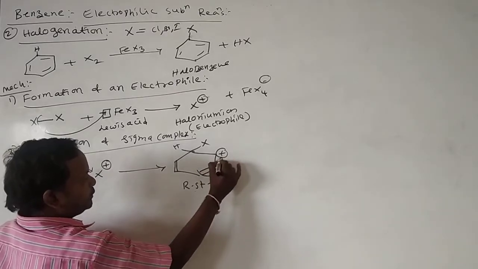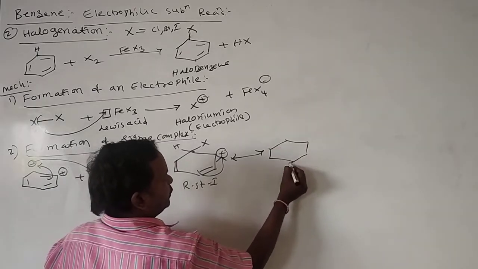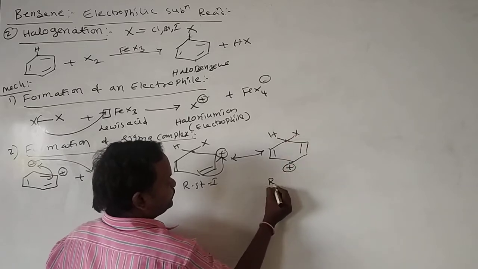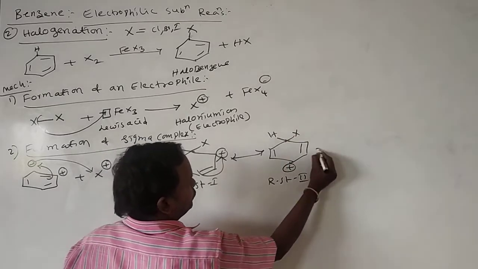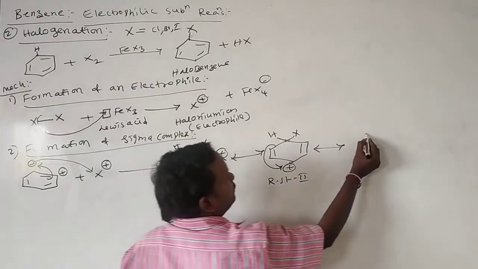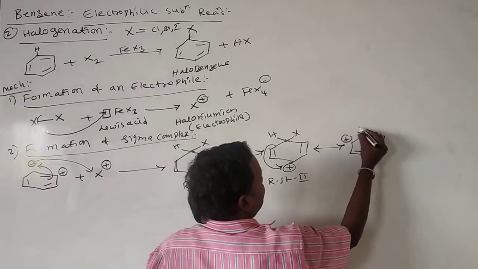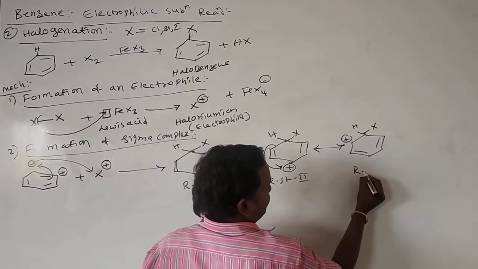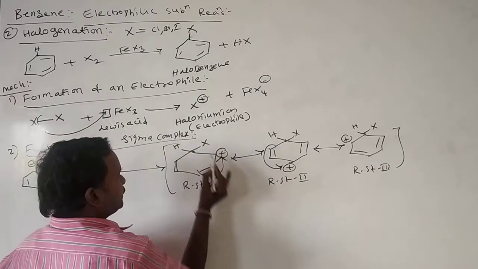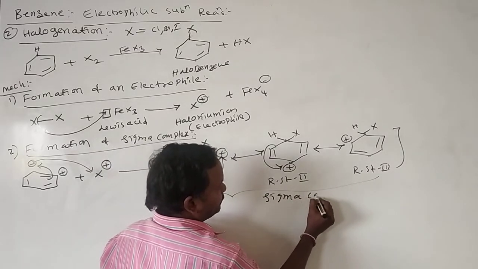Again this electron is transferred here and forms one more resonance structure. Here positive charge, here H, here X. This is resonance structure 2. Again the electrons are transferred here, and we get positive charge here, H, X. This is resonance structure 3. These are the 3 important resonance structures. The mixture of these 3 we call the sigma complex.